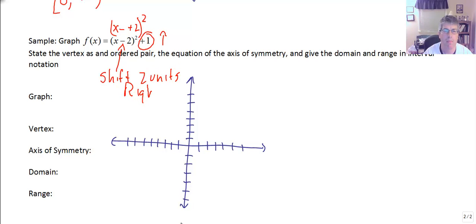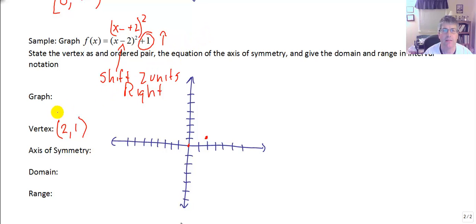So I'm going to go 2 units to the right, and up 1. So I've shifted from the origin 2 units to the right and up 1. That is really my new origin. So we should know that's going to be where my vertex is. My vertex is at 2, 1.